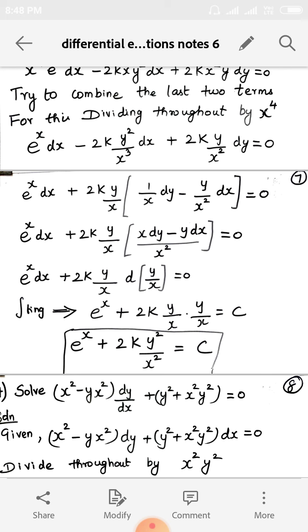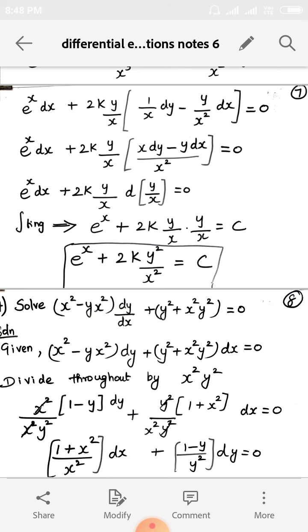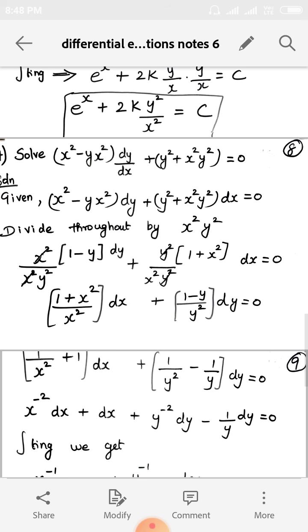Next step, e power x dx plus 2k y by x. This is nothing but differentiation of y by x. So differentiation of y by x is equal to 0. Now integrating, we get e power x plus 2k y by x. Differentiation of integration getting cancelled. So simply y by x is equal to c. So we get e power x plus 2k y square by x square is equal to c. That's the solution. See the next sum.